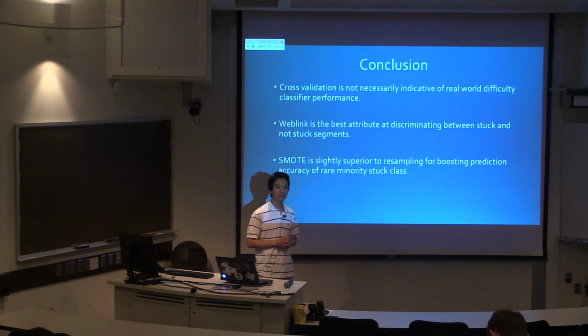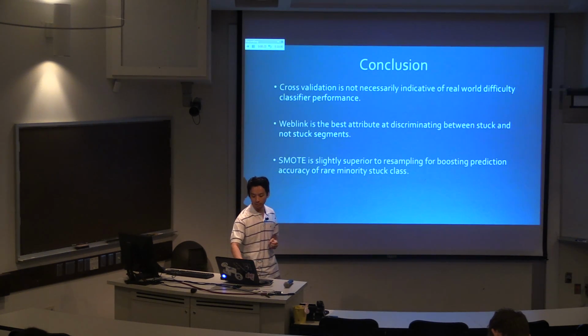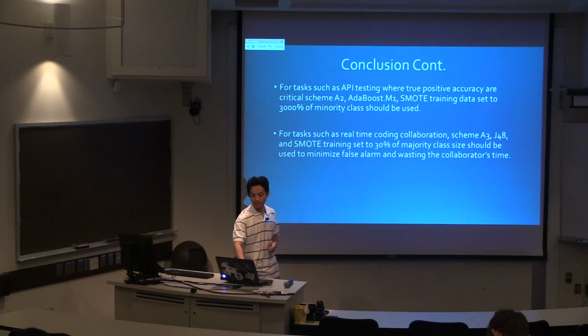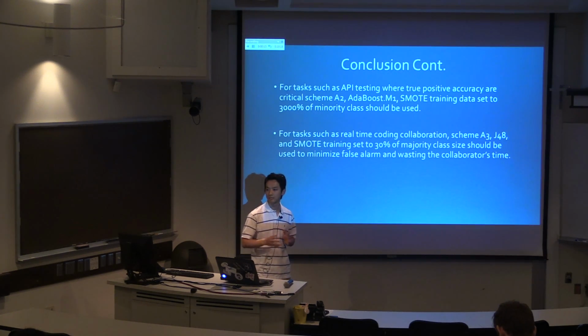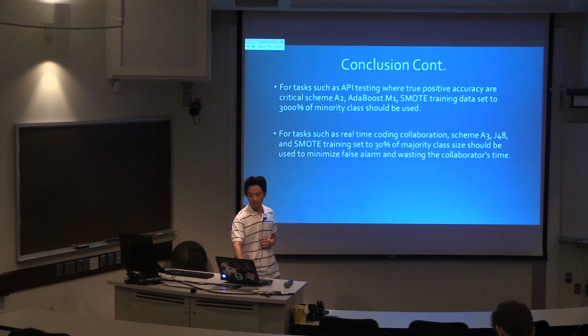So, conclusion: cross-validation is not necessarily indicative of real-world difficulty classifier performance. WebLink is a great attribute at discriminating between stuck and not stuck segments. SMOTE is slightly superior to resampling for boosting the prediction of the rare minority stuck classes. And as I said before, for tasks where true positive is important, such as API testing, you want to use scheme A2, AdaBoost, and SMOTE to 3,000% of the minority class. And for real-time coding collaborations, scheme A3, J48, and SMOTE to 30% of majority class size should be used to minimize false alarms and wasting the collaborator's time. And that's it.